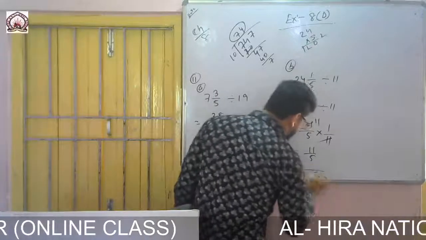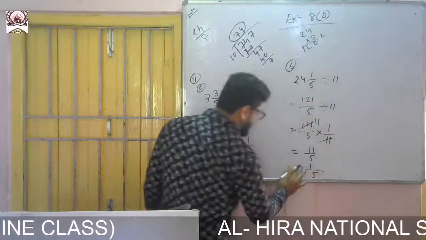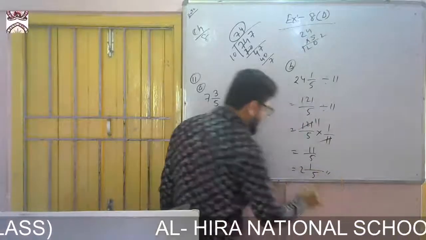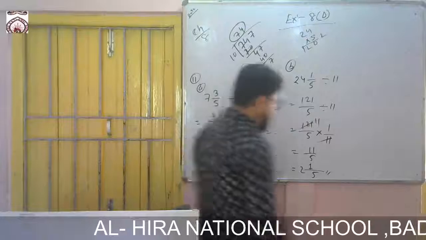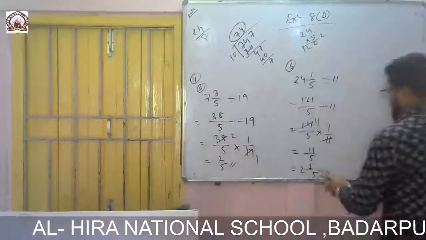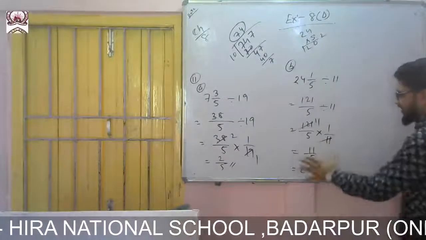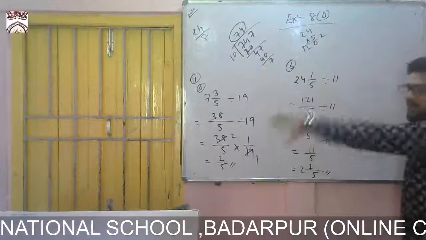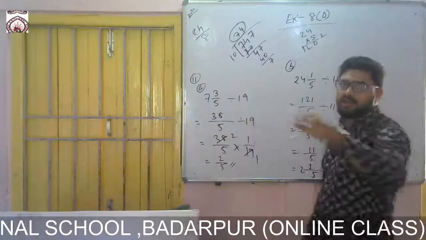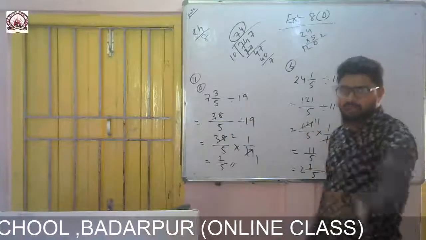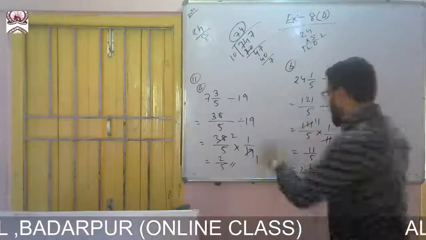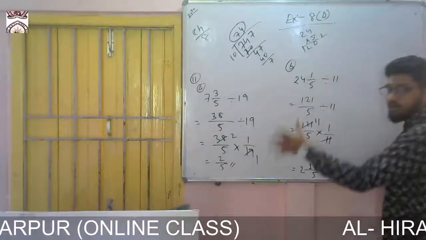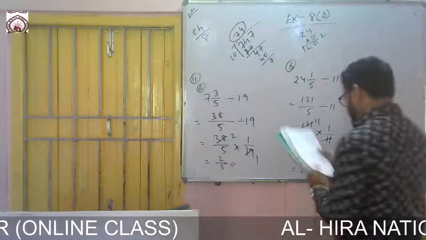121 by 5. So this one I can write, 5 2s are 10 and 1. Okay. 5 2s are 10 and 1. This one I have converted into a mixed fraction. These things I am doing a bit fast. These things we have done earlier in exercise B, C, D. I have shown how to convert into mixed fractions. Many sums we have done about these things.